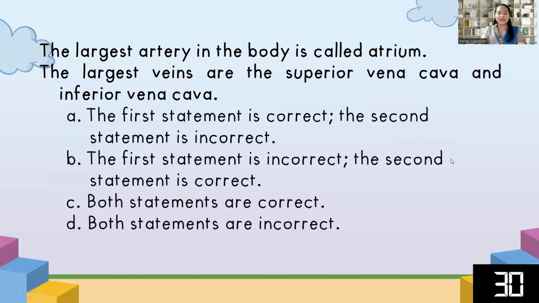Question number 9. The largest artery in the body is called the atrium. The largest veins are the superior vena cava and the inferior vena cava. A, the first statement is correct. The second statement is incorrect. B, the first statement is incorrect. The second statement is correct. C, both statements are correct. Or D, both statements are incorrect. Please key in your answer in the comment section.